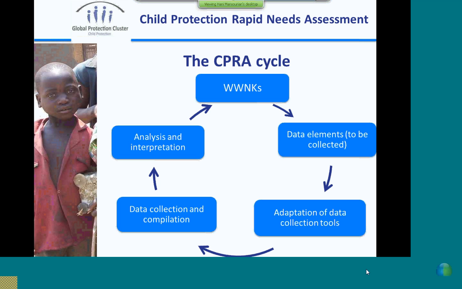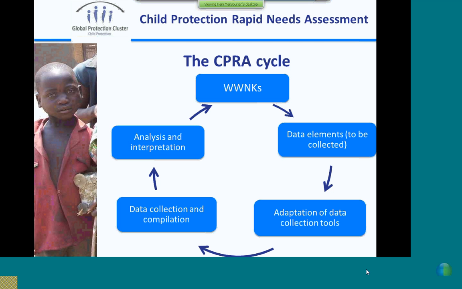After we adapt or develop our what we need to know, we move on to develop what we call data elements. That will basically turn into our questions. Just to give you an example, if our what we need to know is patterns of separation. So the issue that we're looking at is patterns of separation in this emergency. We may need several data elements to inform that one what we need to know. We need to know whether or not separations have been happening in this emergency.